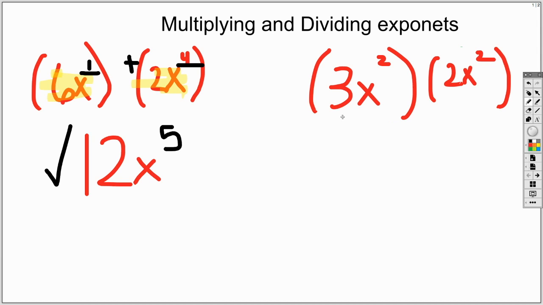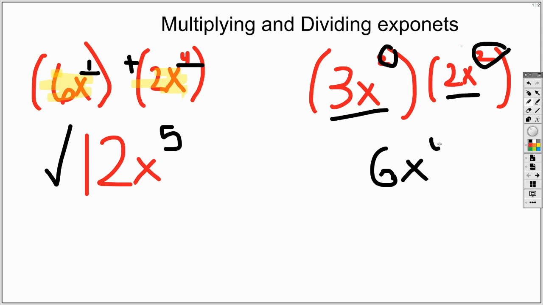Then again, we can do another practice problem, 3x to the power 2 times 2x to the power 2. Multiply those bases, 6x, and then add those exponents, 4. Quite easy.